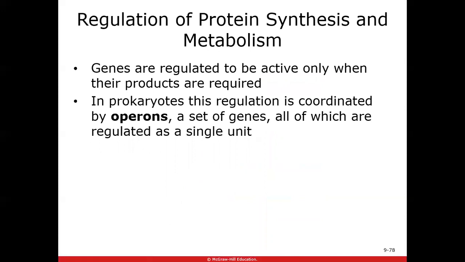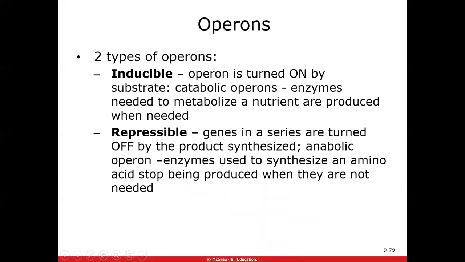So, regulation of protein synthesis and metabolism. Genes are regulated to be active only when their products are required. In prokaryotes, this regulation is coordinated by operons, which are a set of genes, all of which are regulated as a single unit. There are two types of operons. In inducible operons, the operon is turned on by substrate.